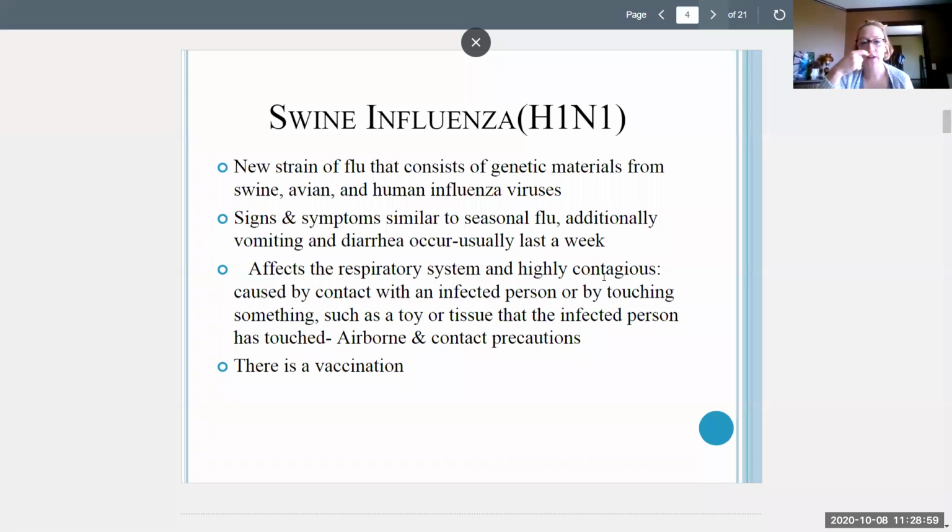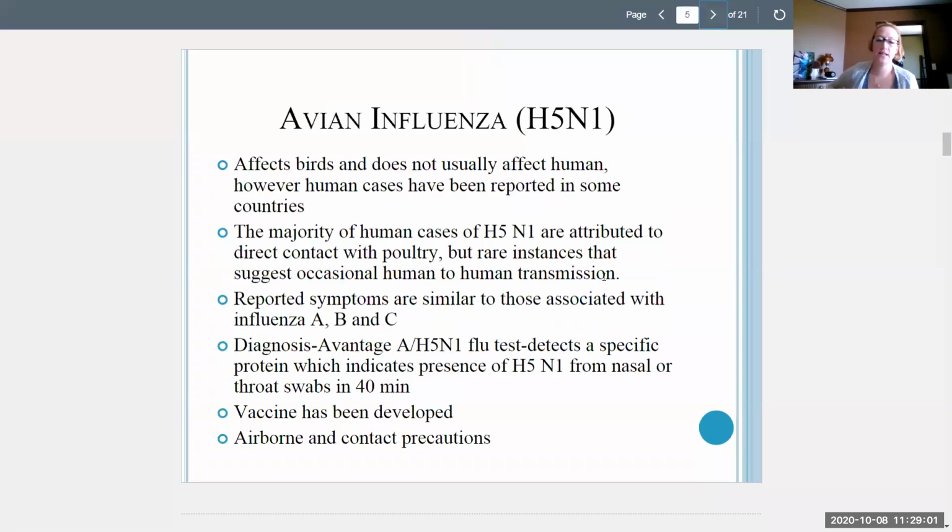Okay, so then we have H5N1. This was the avian flu. It affects birds, does not usually affect humans. However, there have been human cases reported, and the majority of cases are attributed to direct contact with the poultry, but in rare instances, it does suggest human-to-human transmission. Symptoms are often like influenza A, B, and C.